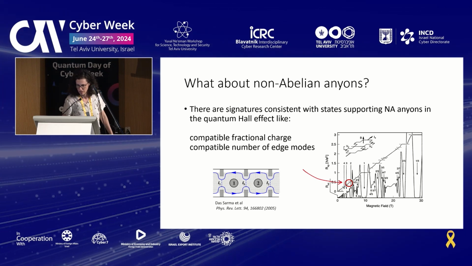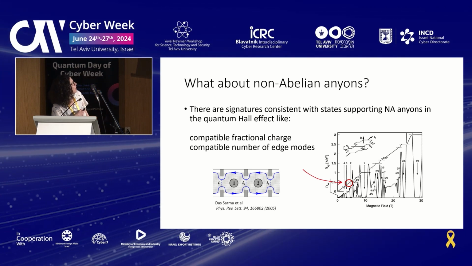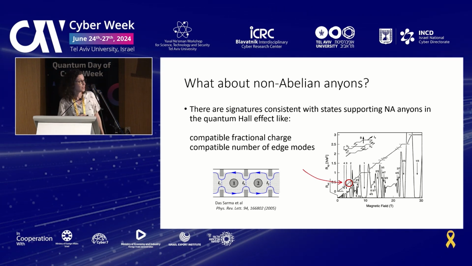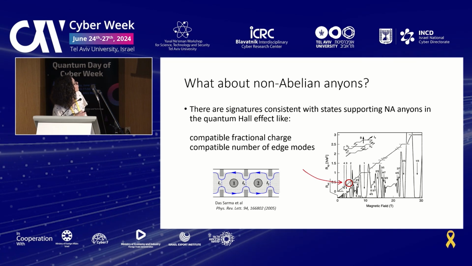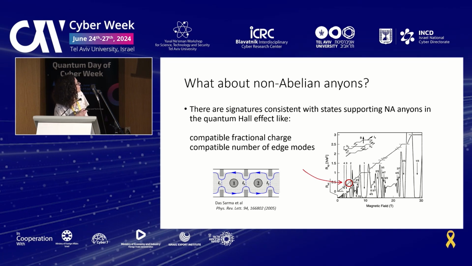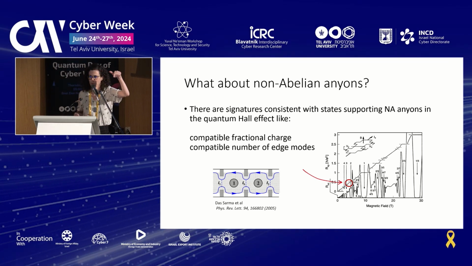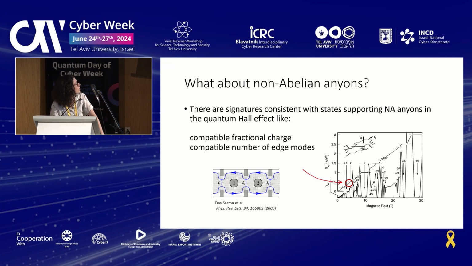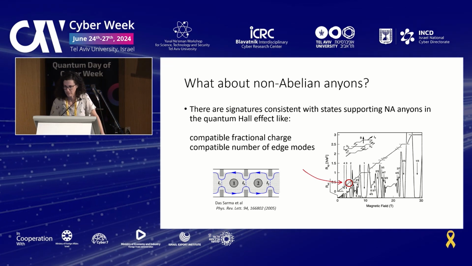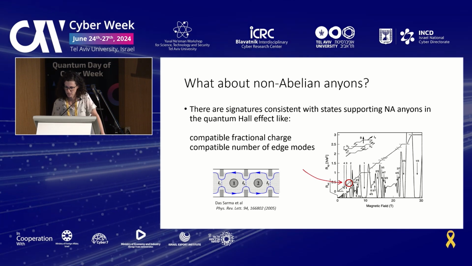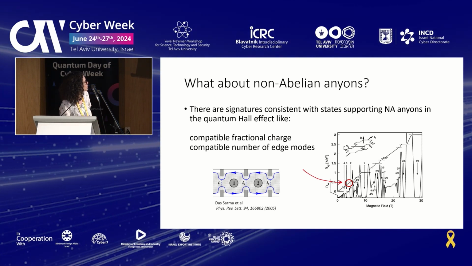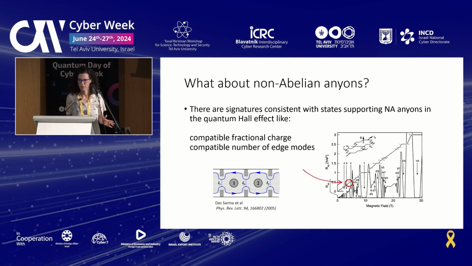What do I mean by signatures that are consistent? We know of a detection of something that's compatible with the fractional charge, the correct fractional charge of the non-abelian particle. We have a compatible number of edge modes, so the currents that move on the edge can have various properties depending on which particles live inside the system. So there are several indications that some of these states here, many body states, have non-abelian excitations. But this is still not a confirmation.